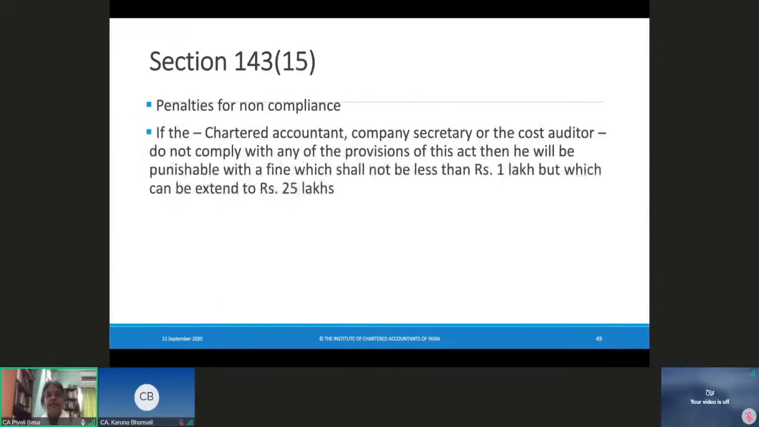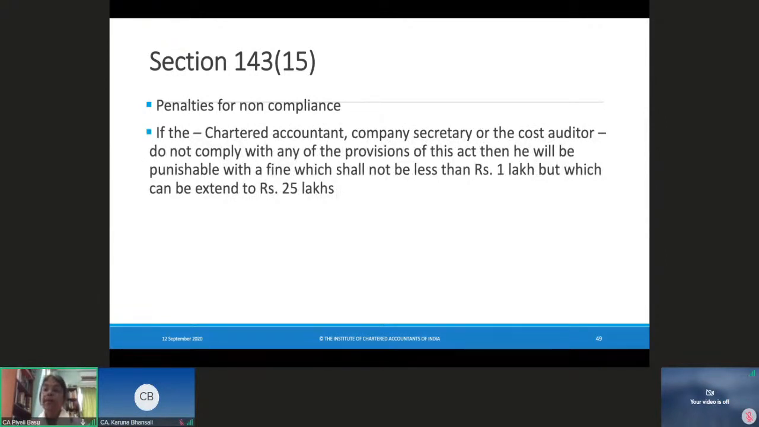Lastly, the last subclause of section 143 talks about the penalties for non-compliance. If a chartered accountant, company secretary or cost auditor does not comply with the provisions of this Act, he will be punishable with a fine which will not be less than rupees 1 lakh but can be extended up to 25 lakhs also.